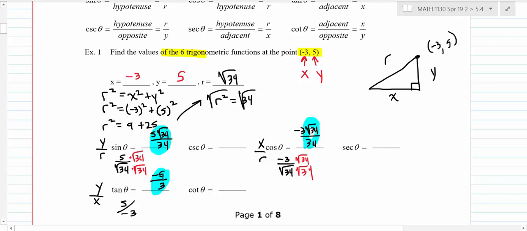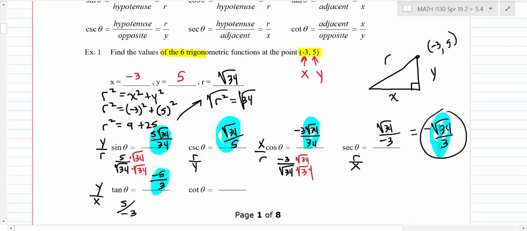So there's nothing to that. You're just applying the definitions. And that goes like this. The cosecant is r over y. So r is square root of 34, y is 5. That's just the reciprocal of the sine. The secant is r over x. R is square root of 34, x is -3. You can write it that way. I prefer that you put the negative in the numerator. That's a matter of preference. And then the cotangent is x over y, so that's -3 over 5.